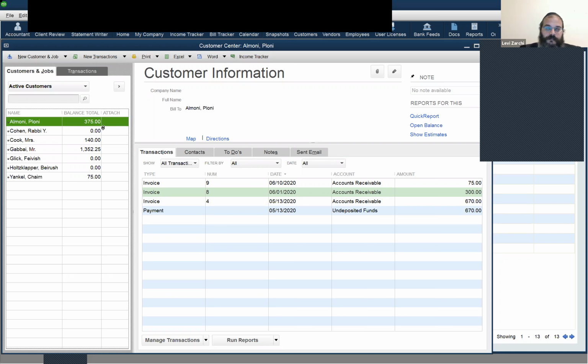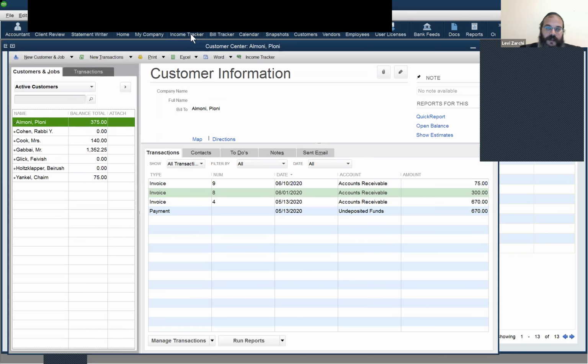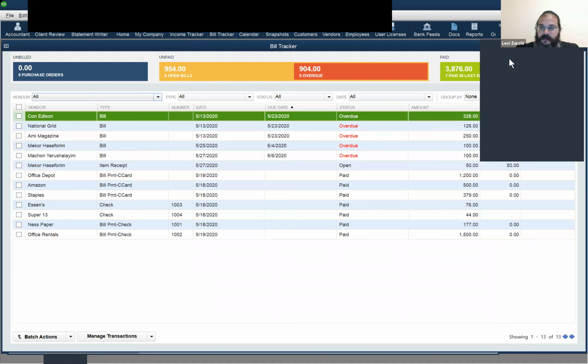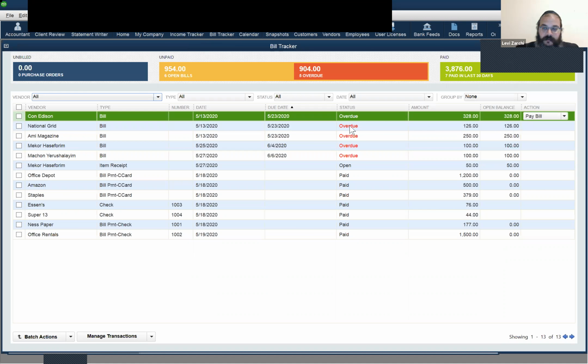Incidentally, just as there's an income tracker for all the services, the invoices we send out, there's also a bill tracker. Next to the income tracker on the right is a bill tracker of what's overdue. You see, we didn't pay Con Edison for a while. If you recall from last time, it's almost a month, right? It was due 2 or 3 weeks ago, but there's no shutoff notice due to COVID-19. There's a shutoff notice that won't turn us off. So we're not worried about Con Edison. We're not worried about National Grid.